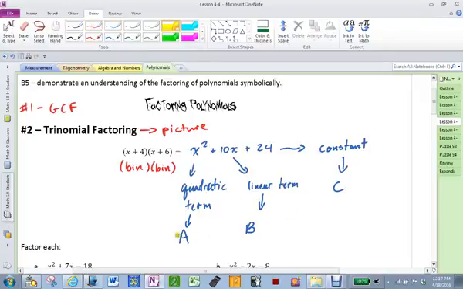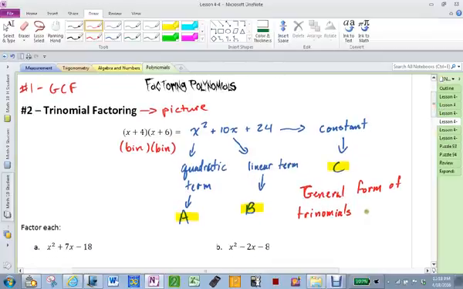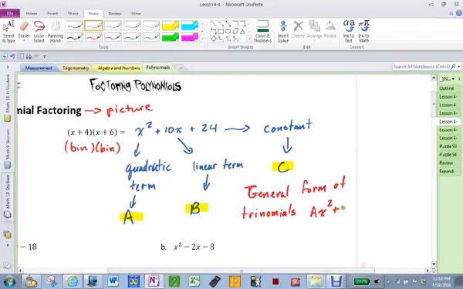This terminology, A, B, and C, gives us what we call the general form of trinomials. And it is ax squared, some coefficient and a quadratic term, plus bx, some coefficient and a linear term, plus c, a constant. Okay?